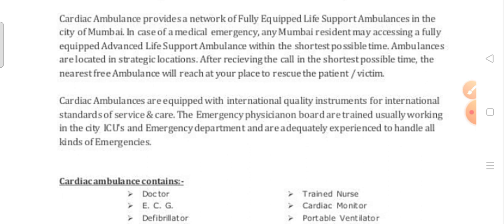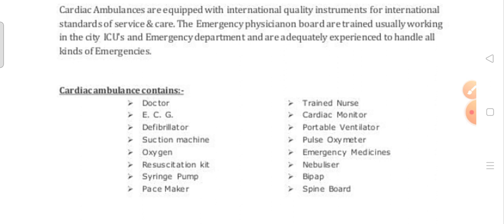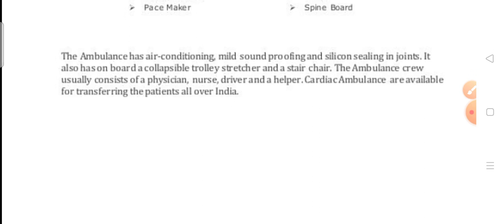Cardiac ambulances are equipped with international quality instruments, for international standards of service and care. The emergency physicians are trained, usually working in the city ICU (intensive care units) and emergency departments, and are adequately experienced to handle all kinds of emergency. So, a cardiac ambulance contains a doctor, electrocardiogram, defibrillator, suction machine, oxygen resuscitation kit, syringe pump, pacemaker, trained nurse, cardiac monitor, portable ventilator, pulse oximeter, emergency medicines, nebulizer, BiPAP, spine board. These are all the equipment needed in the cardiac ambulance.